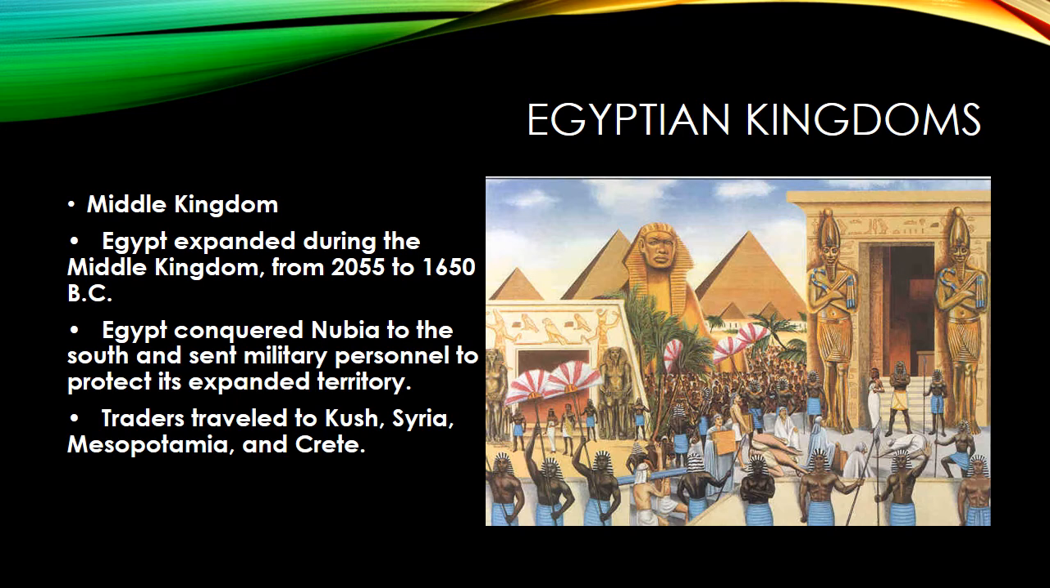Traders traveled to Kush. They also traveled to Syria, Mesopotamia, and Crete. And when this happens, we talked about the intermingling of different cultures and different societies, and how different peoples will take different things from each one, and societies will begin to mix.